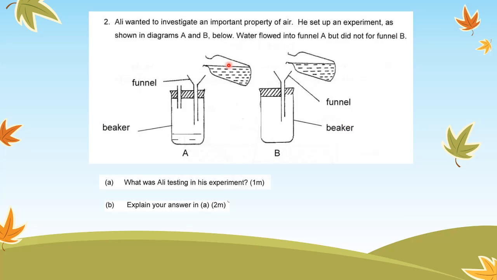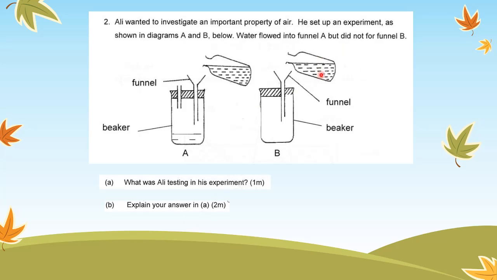Ali wanted to investigate an important property of air. Very important property of air. He set up an experiment as shown in diagrams A and B below. Water flowed into funnel A but did not for funnel B. So this is the setup. What was Ali testing in his experiment? Explain your answer in A.